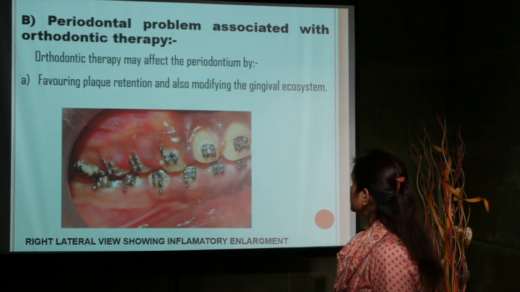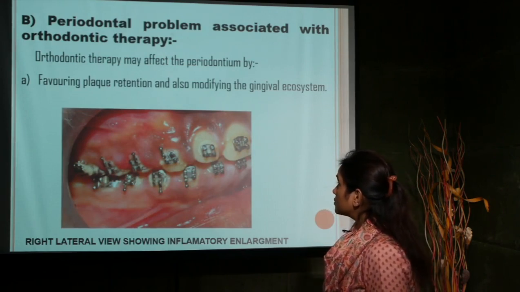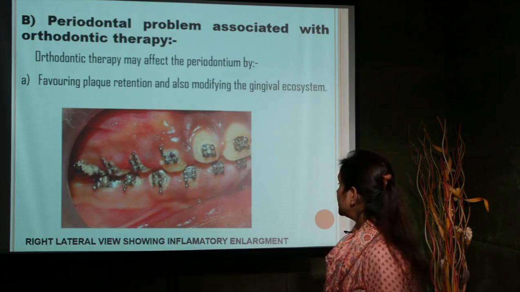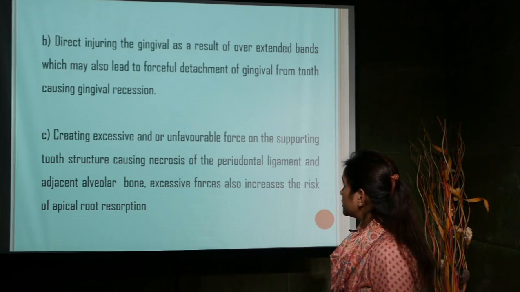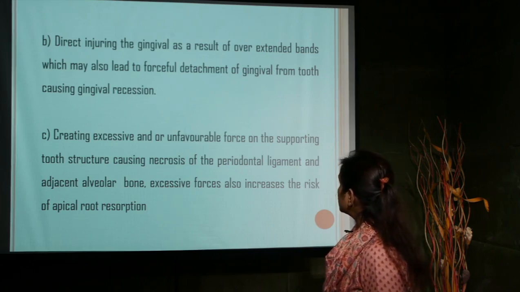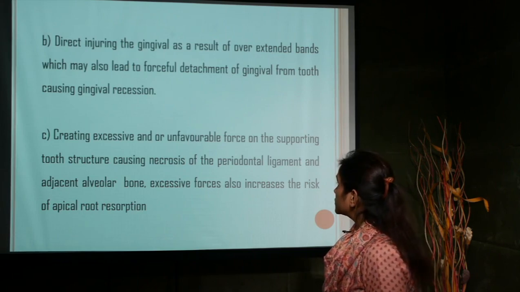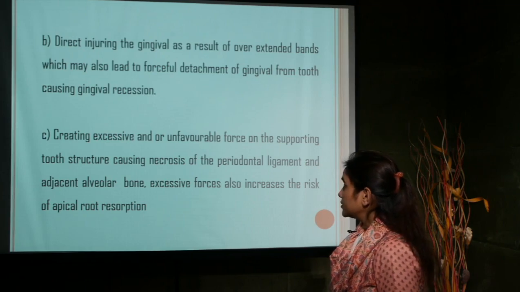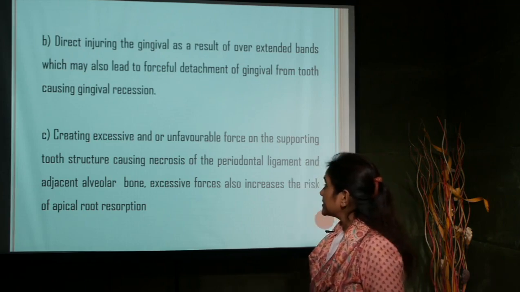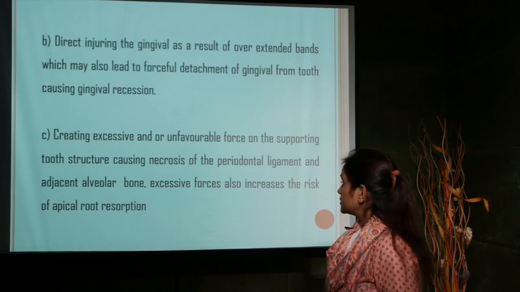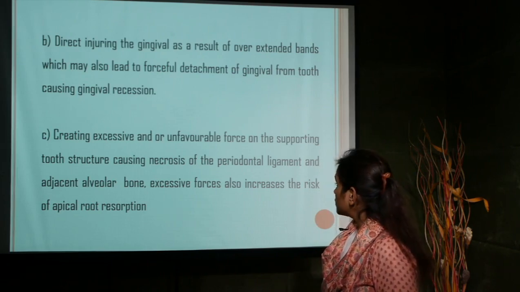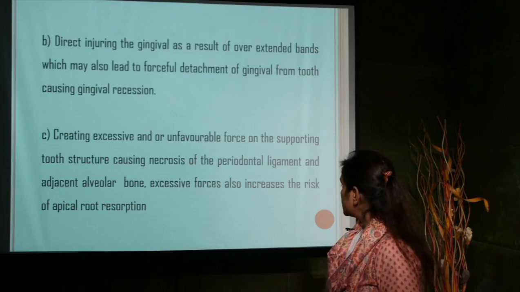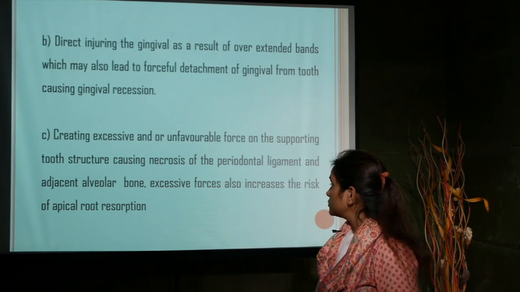Now, periodontal problems associated with orthodontic therapy. Orthodontic therapy may affect the periodontium by favoring plaque retention and also modifying the gingival ecosystem. Direct injury to the gingiva may result from overextended bands, which may also lead to forceful detachment of gingiva from the tooth, causing gingival recession. It may also create excessive or unfavorable force on the supporting tooth structure, causing necrosis of the periodontal ligament and adjacent alveolar bone. Excessive forces also increase the risk of apical root resorption.